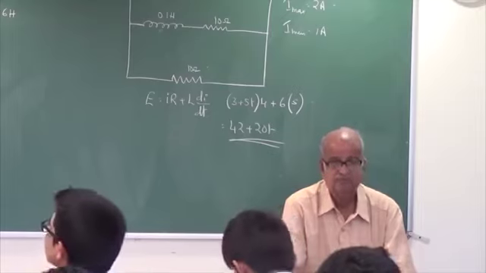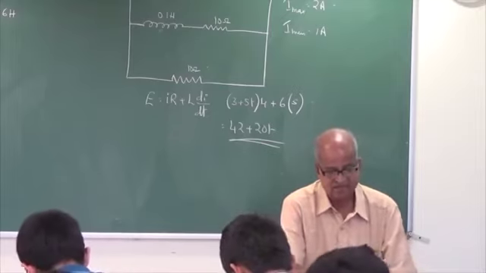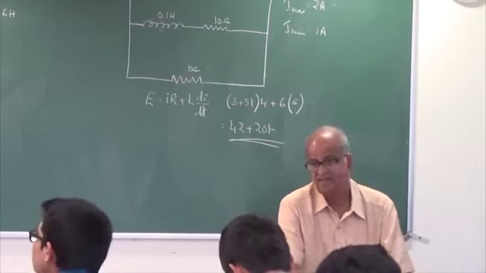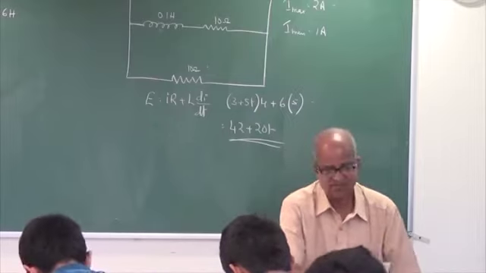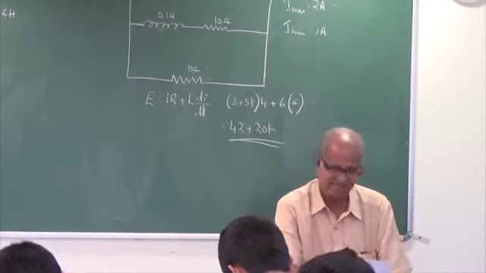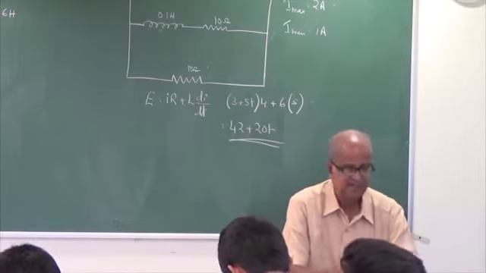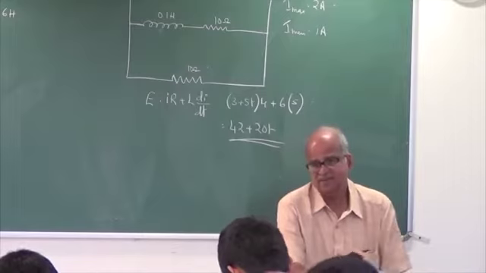Immediately after S is closed, I1 is 3.33. What about I2? I1 and I2 are equal, both equal to 10 by 3 amp. Correct? Perfectly correct. Then, a long time after S is closed.